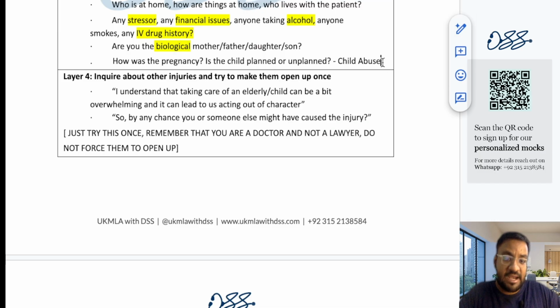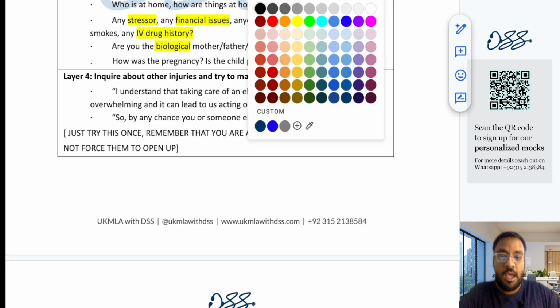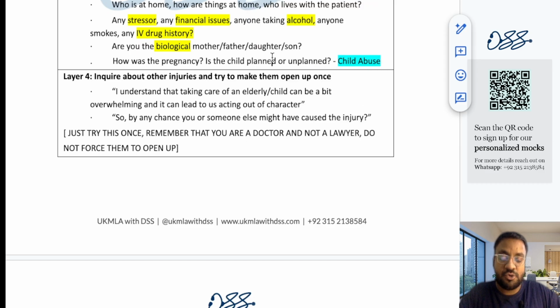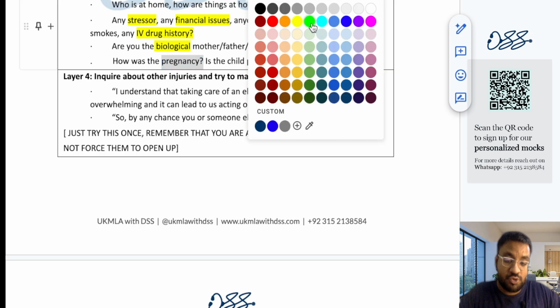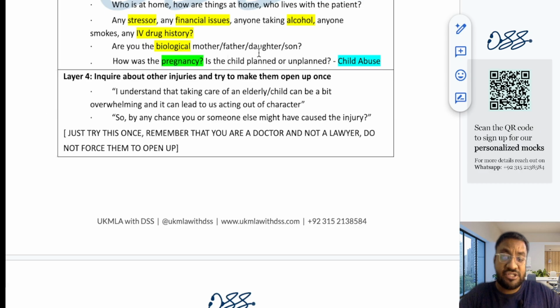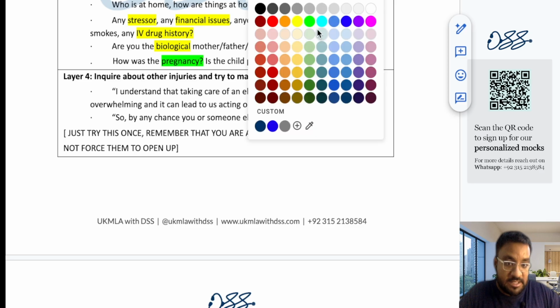And in the case of child abuse, just in the case of child abuse, what you need to do is see how the pregnancy was. Did you have any difficulty in pregnancy? Did you have any complications in your pregnancy? And then you also got to ask, is the child planned or unplanned? And why are you asking these questions? Because the mothers who have had a difficult pregnancy tend to abuse their child. And the child who is not planned may be abused either by the mother or by the father as well.